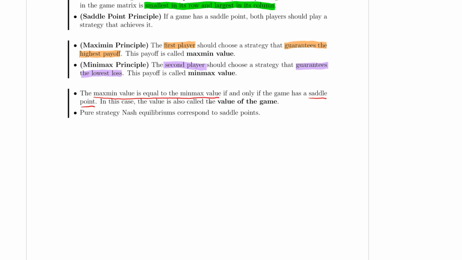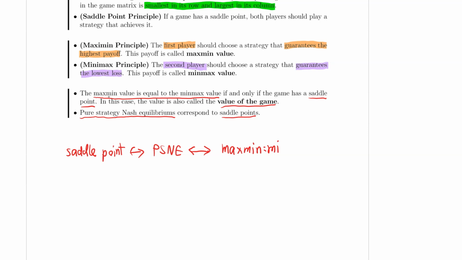And when that happens, that value is going to be the value of the game. And then the pure strategy Nash equilibrium is going to be just the saddle point. So basically, in the end, the four things that we have are actually the same thing. If we have a saddle point, then that's actually the same as pure strategy Nash equilibrium. And when that happens, that will mean that the max-min is going to equal the min-max. So that's going to be when max-min equals min-max.